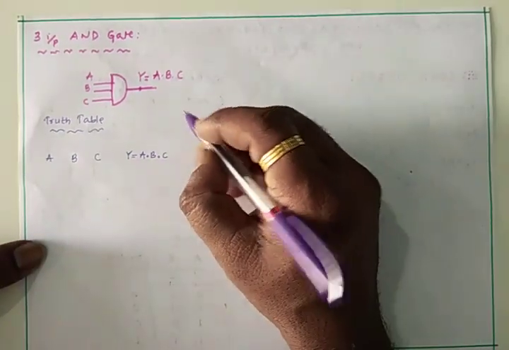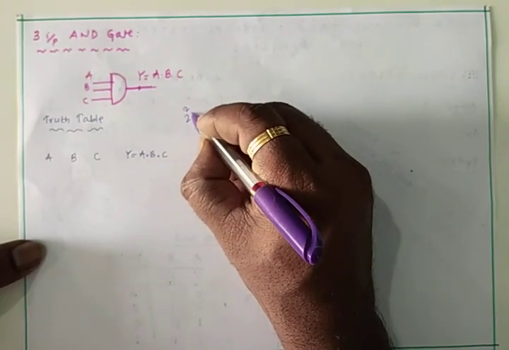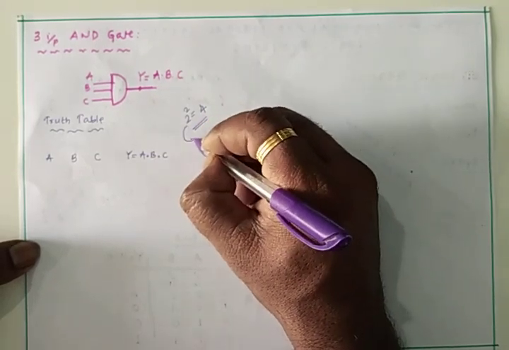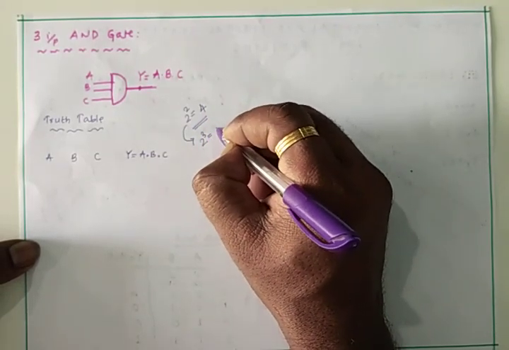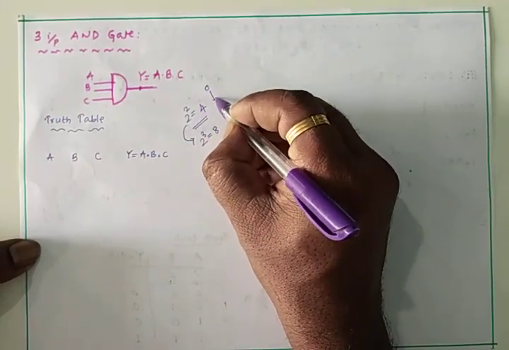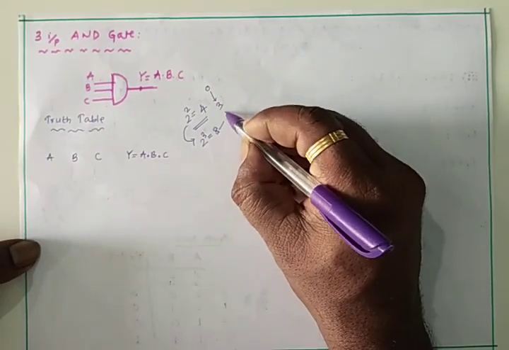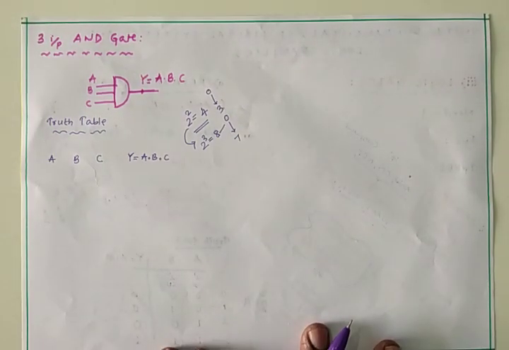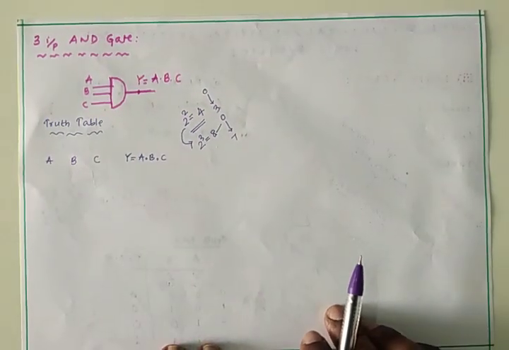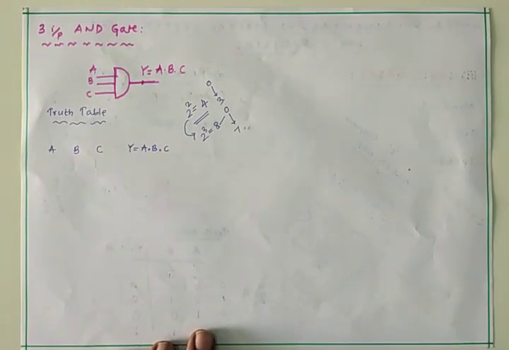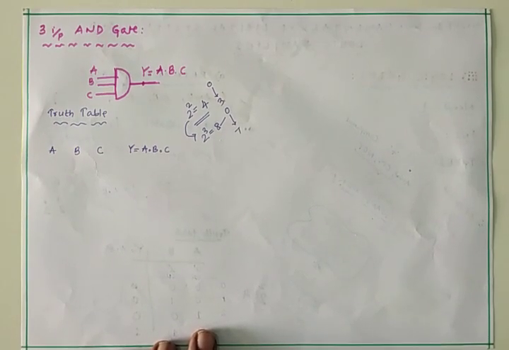So here 3 inputs are there. If there are 2 inputs, we have 2 power of 2 combinations of input, that is 4 combinations. If you have 3 inputs, we can have 2 power of 3 combinations, that is 8. If it is 4, the combinations go from 0 to 3. If it is 8, we can have combinations from 0 to 7. If there are 4 inputs, 2 power of 4 means 16, that is 0 to 15 combinations. If you have 2 power of n combinations, you can have 0 to 2 power of n minus 1.